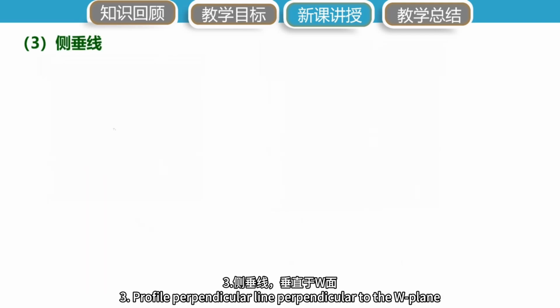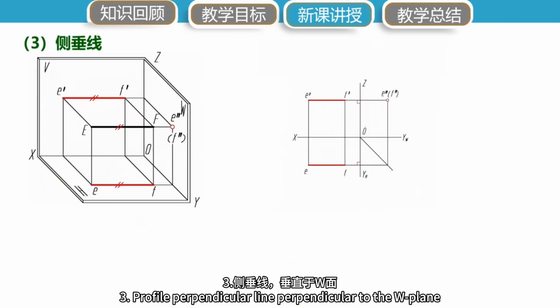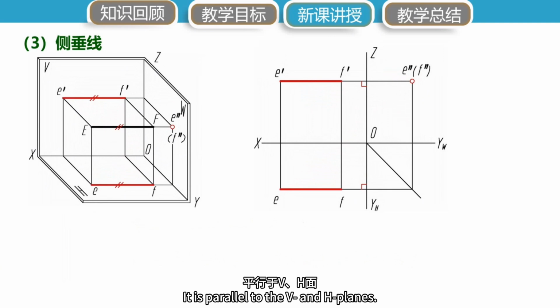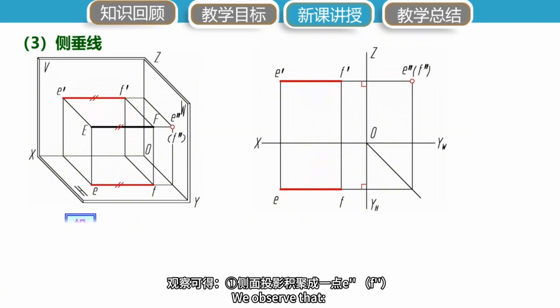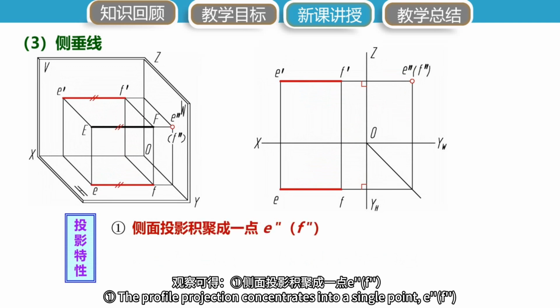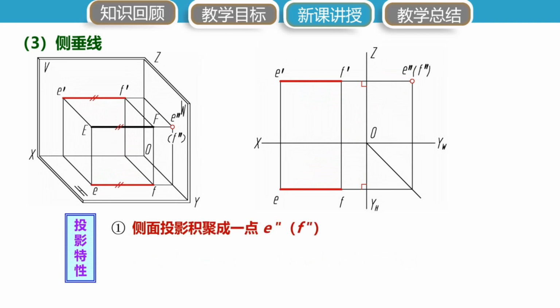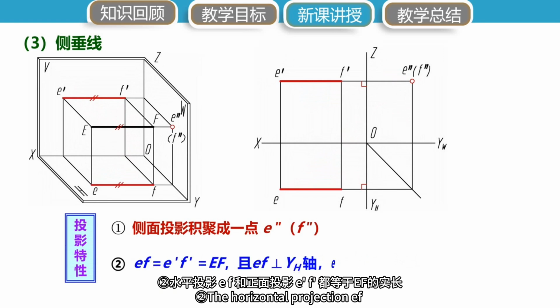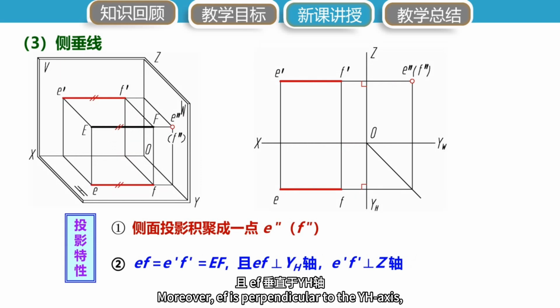Third, profile perpendicular line, perpendicular to the W plane. It is parallel to the V and H planes. Finally, consider side vertical line EF. We observe that, first, the profile projection concentrates into a single point, e double prime, f double prime. Second, the horizontal projection ef and the frontal projection e prime f prime both equal the true length of EF. Moreover, ef is perpendicular to the YH axis, and e prime f prime is perpendicular to the Z axis.